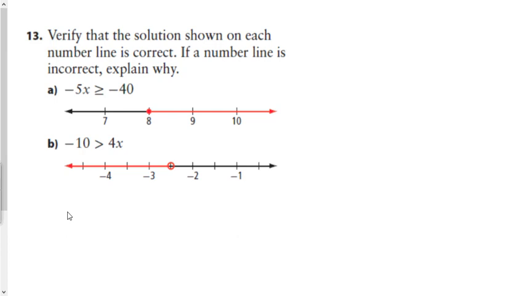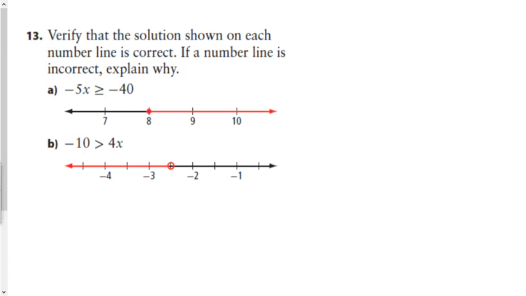Okay, this is the remaining questions from your chapter review. We're starting here at question 13. Questions 1 to 12 are already uploaded. Starting at question 13, it says verify the solution shown on each number line is correct. If a number line is incorrect, explain why.